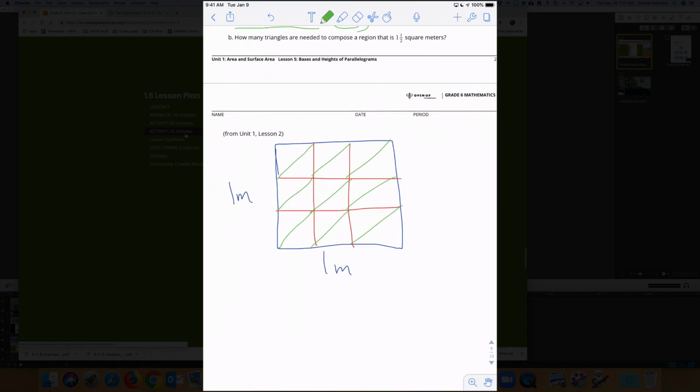So now we know that the whole area is 1. And then we can see 6 triangles. 1, 2, 3, 4, 5, 6 is equal to 6 out of 1, 2, 3, 4, 5, 6, 7, 8, 9, 10, 11, 12, 13, 14, 15, 16, 17, 18. 6 out of 18, which simplifies to 1/3 square meter. Oops, I shouldn't call it units. I should call it square meters. 1/3 square meters.